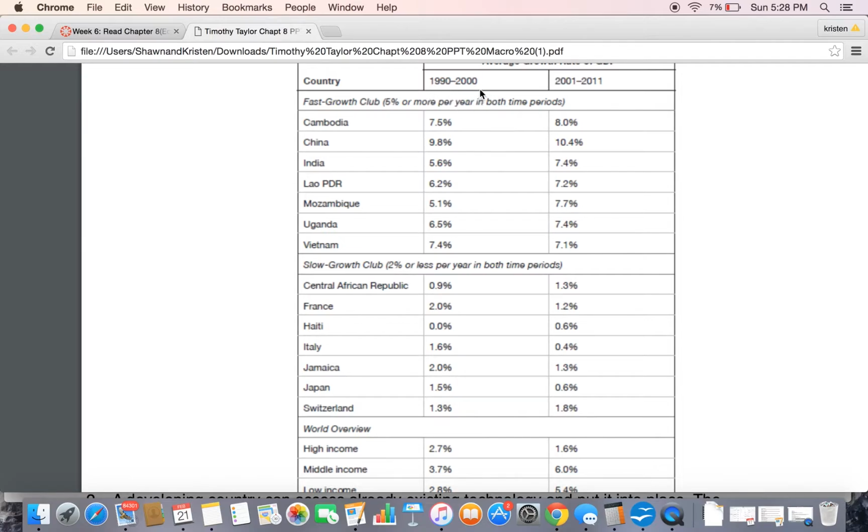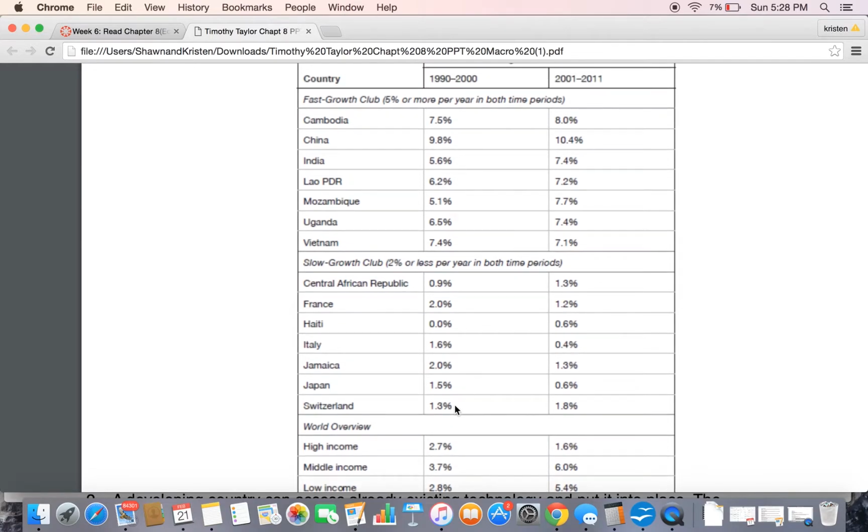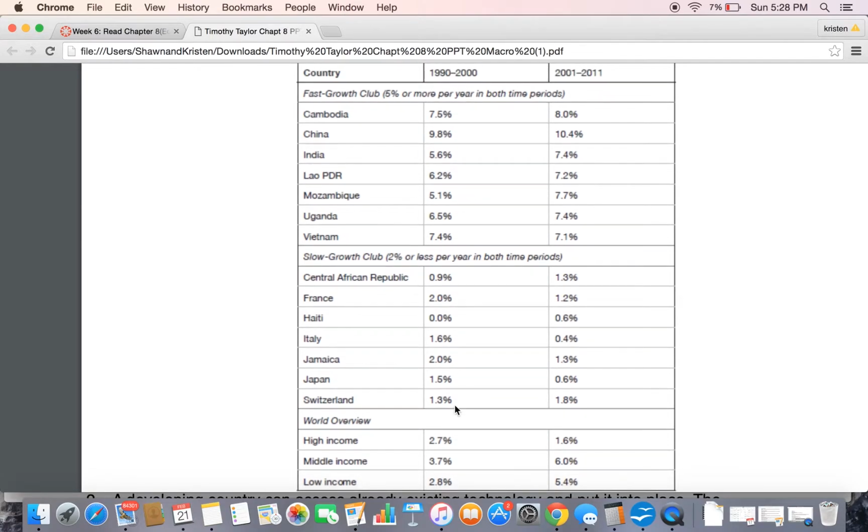We had really robust economic growth here, and we did have robust economic growth here, but then we did have a fairly significant global recession, which erased a lot of that growth. So what we found is that between 1990 and 2000 and 2001 and 2011, high-income countries tend to have the lowest growth rates of GDP.